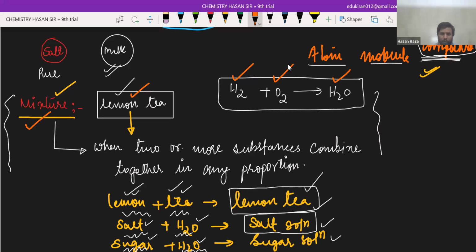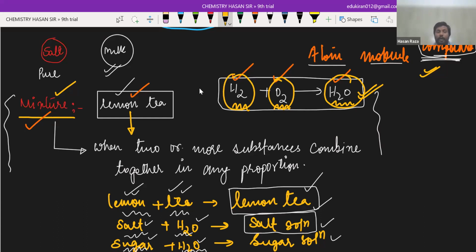And moreover, the product that you get after combining these reactants or elements will have entirely different properties than these two. Are you getting my point? So basically these are two main differences between mixture and compound.